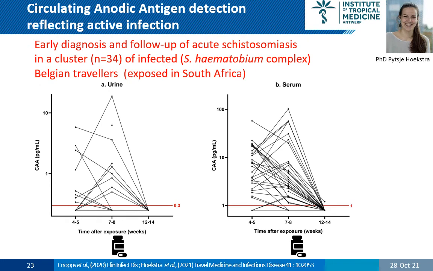The other study concerned again the cluster of 34 Belgian travelers who I mentioned before and who were all infected based on their serum PCR test and who had very outspoken clinical symptoms of acute schistosomiasis. And what you see in this graph is the serum CAA at the right and urine CAA at the left. And in serum, the CAA was detectable in all individuals except one, so 97% of the cases before treatment. And in 30 of them serum CAA was already positive very early after exposure, so 4 to 5 weeks after exposure. And following treatment with praziquantel, the CAA levels dropped really significantly in all.